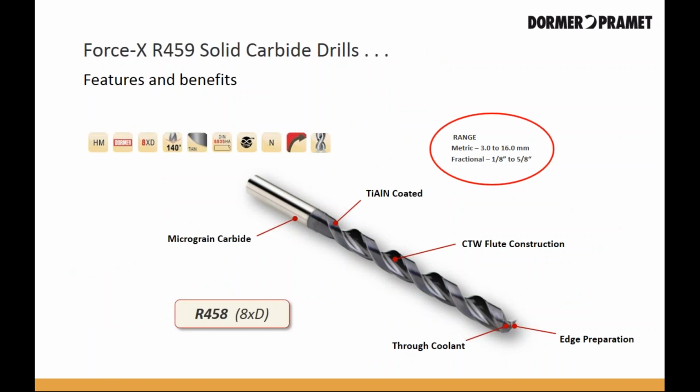Force X R459 drills. The R459 is a solid carbide drill with through coolant only for drilling depths up to 8 times diameter, again in a broad range of materials. On this range, the sizes are metric and fractional only, from 3 to 16 millimeter metric and from 1/8 to 5/8 fractional. Again, we feature the micrograin carbide, the multi-layer TiAlN coating, the CTW flute construction, the special edge preparation, and through coolant on this entire series.